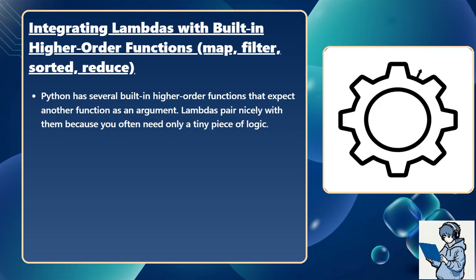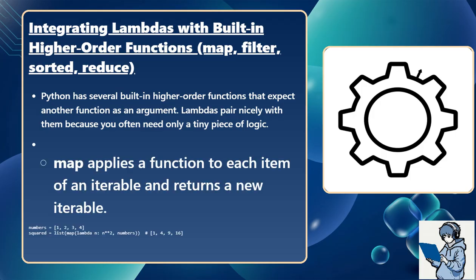Python has several built-in higher-order functions that expect another function as an argument. Lambdas pair nicely with them because you often need only a tiny piece of logic. Map applies a function to each item of an iterable and returns a new iterable. For example, numbers = [1, 2, 3, 4]. squared = list(map(lambda n: n squared, numbers)), which yields 1, 4, 9, 16.